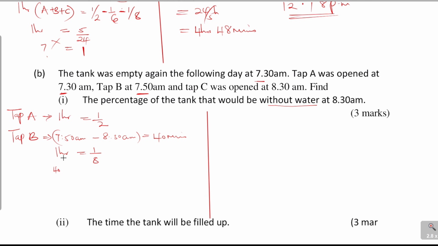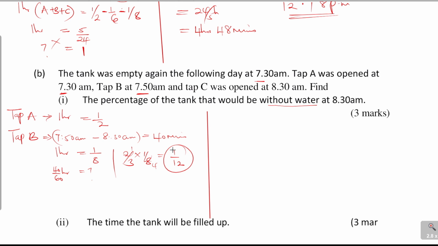Because here we're dealing with hours, we'll convert 40 minutes to hours by dividing by 60. So 40 minutes is the same as 40 divided by 60 hours, and 40 over 60 will be 2/3. Then multiply by 1/8. If in 1 hour it can empty an eighth of the tank, what about in 2/3 hours? So 2 times 1 over 3 times 8 gives 1/12. So tap B, running for 40 minutes, was able to empty 1/12 of the tank.